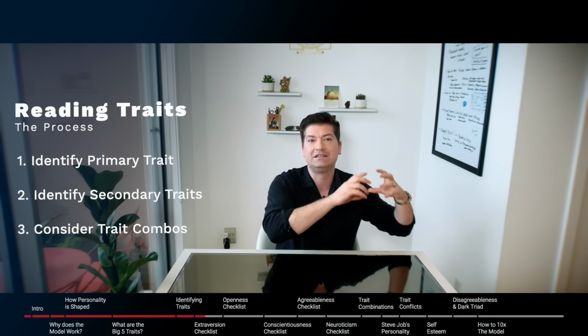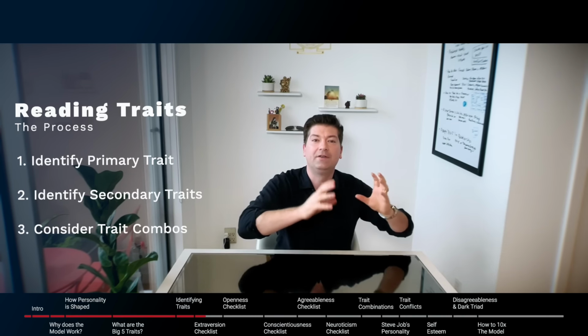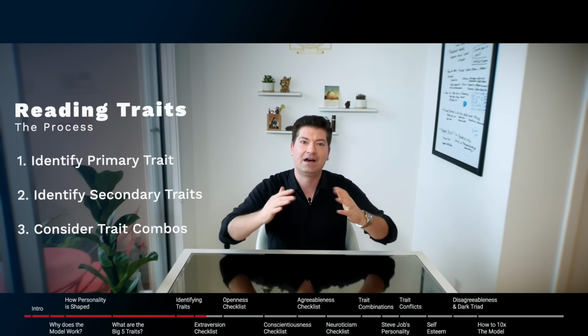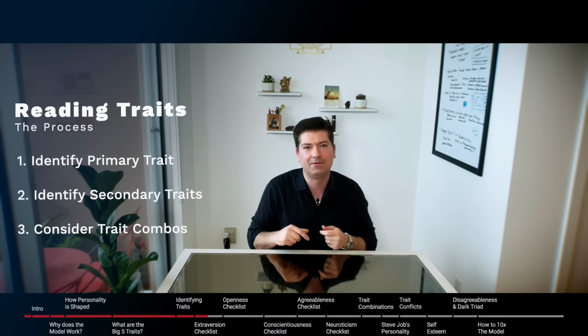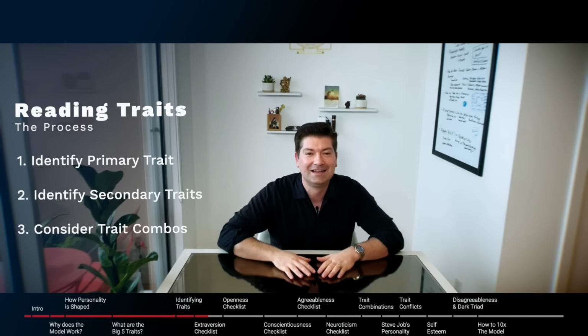So once you know the person's main trait, what you want to do is figure out what some of the other traits are, and then have an idea of how these traits play together, because some of them are going to be complementary, some of them are not going to be so complementary. So here's how we do it.